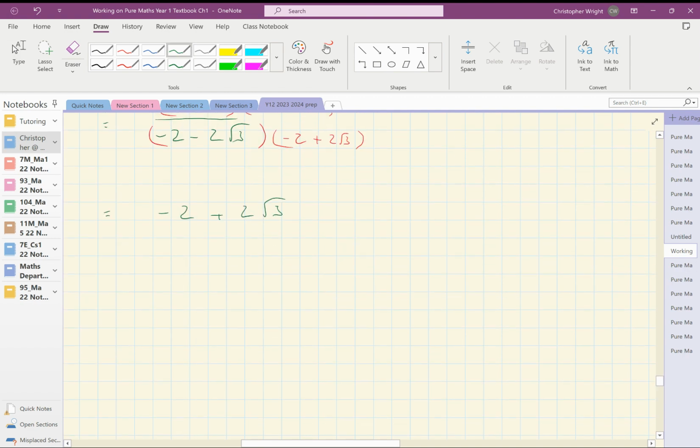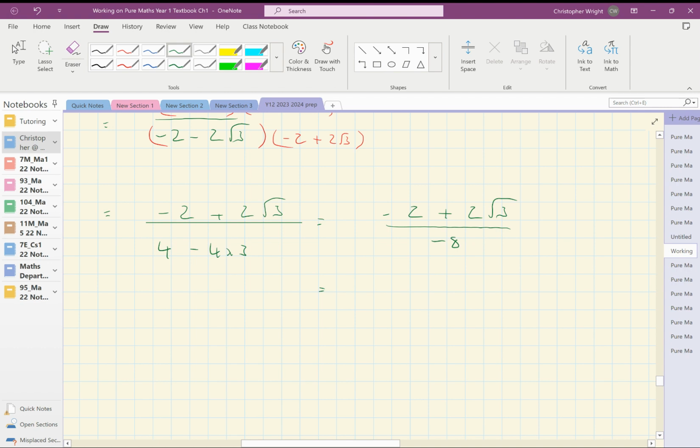And the denominator is going to be, well, the first term is going to give me minus 2 times minus 2 is 4. Okay, and from that, I'm going to have minus, because I've got a minus times a plus, minus 2 times 2 is 4, times root 3 is 3. So I've got minus 2 plus 2 root 3 on the top, and I've got minus 8 on the bottom.